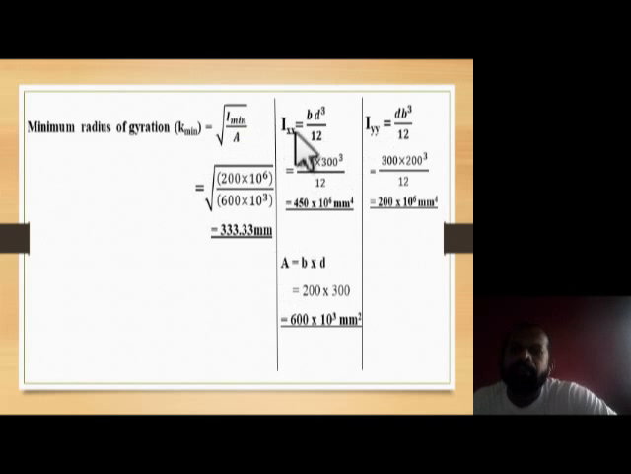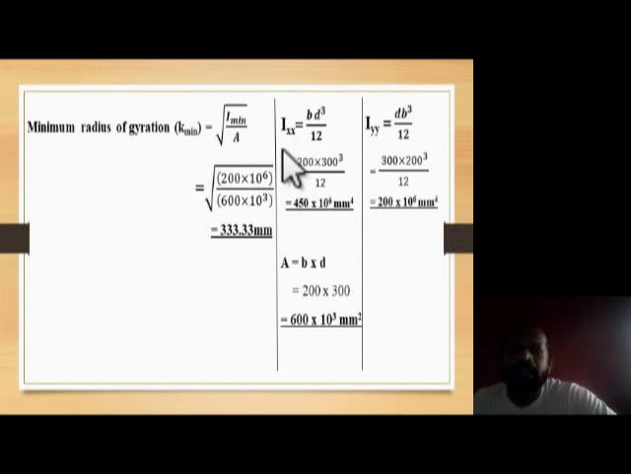Ixx is the moment of inertia about the xx axis, that is equal to bd cube by 12, and Iyy is the moment of inertia about the yy axis, that is db cube by 12. So by solving this equation, substitute the values of b and d in both the equations, and you will get the moment of inertia. Ixx is equal to 450 into 10 raised to 6 mm raised to 4, and Iyy is equal to 200 into 10 raised to 6 mm raised to 4.